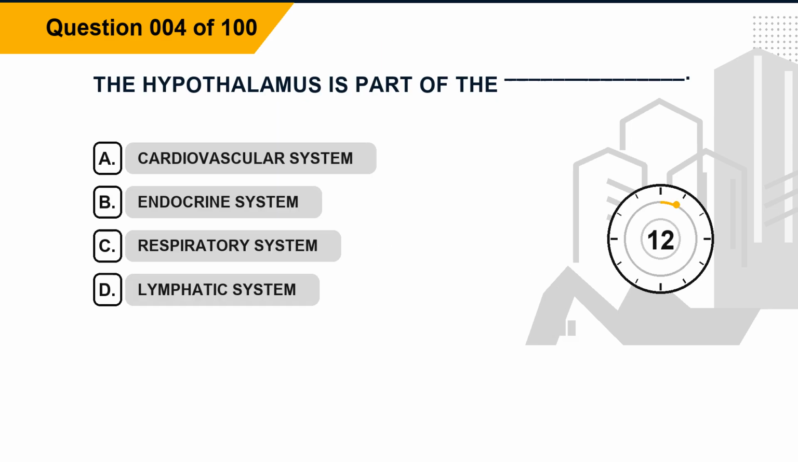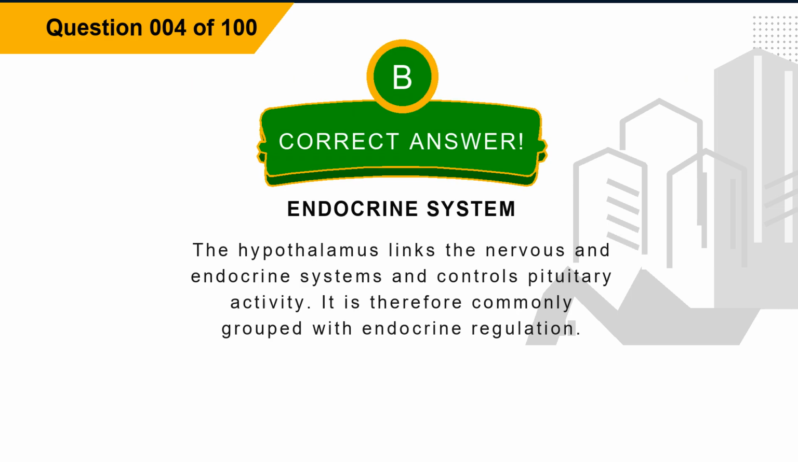Question 4. The hypothalamus is part of the blank. Option A, cardiovascular system. Option B, endocrine system. Option C, respiratory system. Option D, lymphatic system. The correct answer is option B, endocrine system. Explanation. The hypothalamus links the nervous and endocrine systems and controls pituitary activity. It is therefore commonly grouped with endocrine regulation.